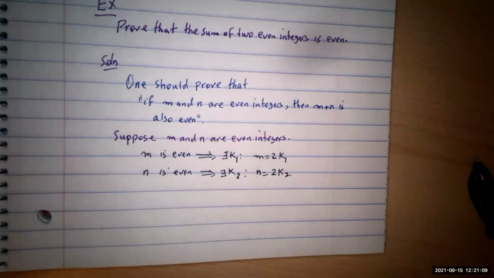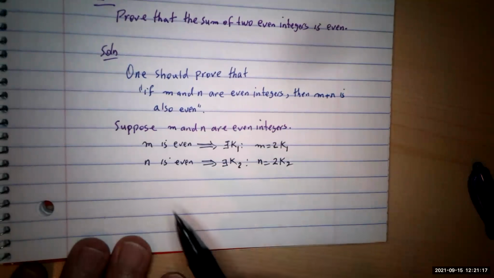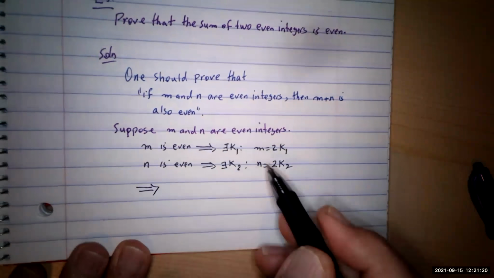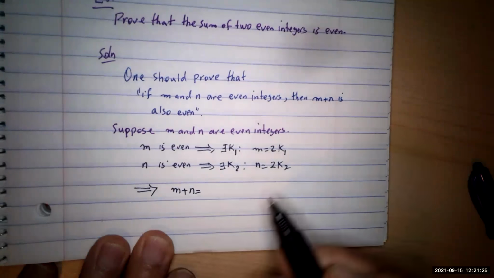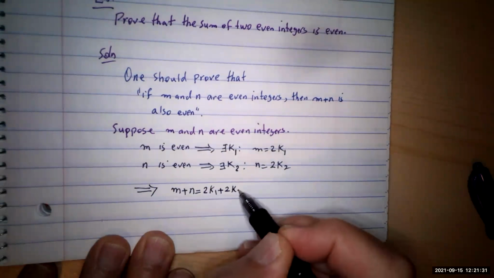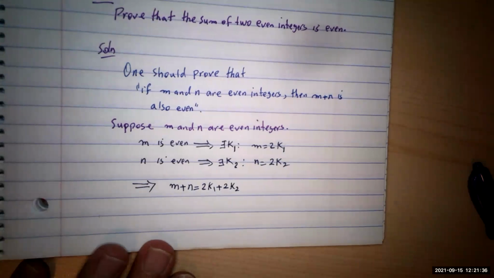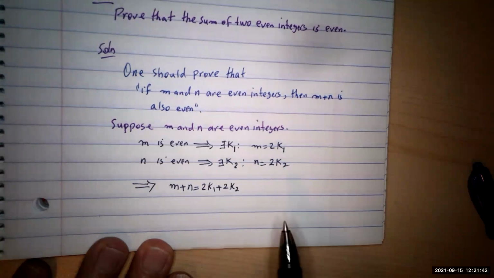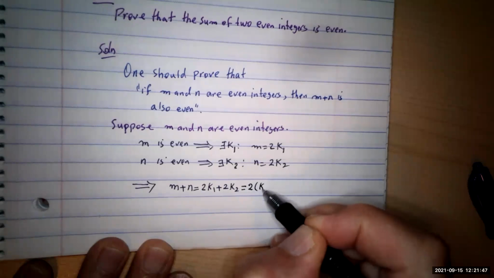Any question? That's a definition. What do you want? You want their sum. Add them together. So M plus N is equal to what? 2K1 plus 2K2. But remember, you want to prove that M plus N is an even number, and it must be a multiple of 2. So you factor out the 2. So this is equal to 2 times (K1 plus K2).